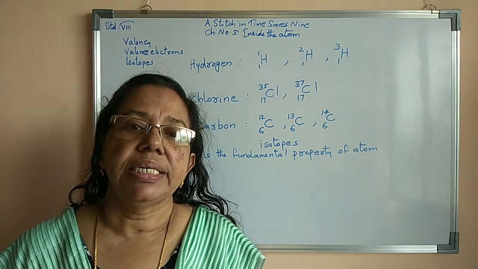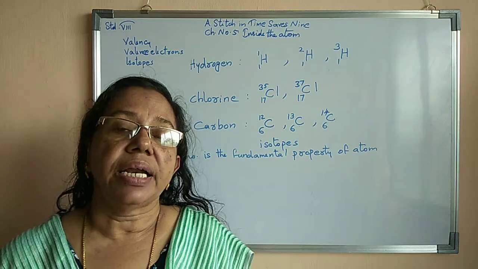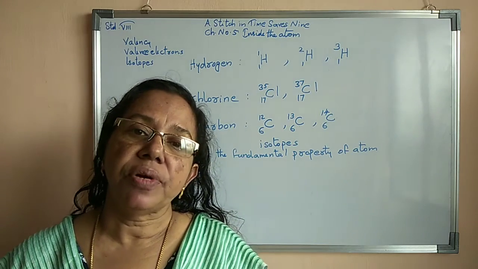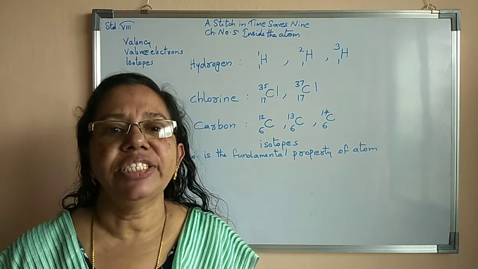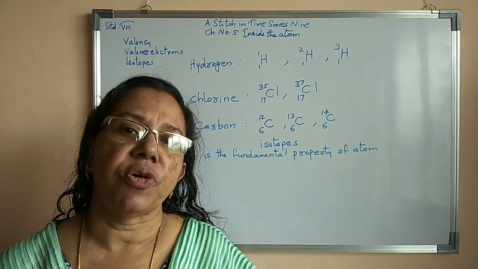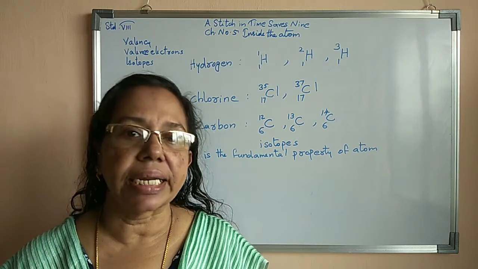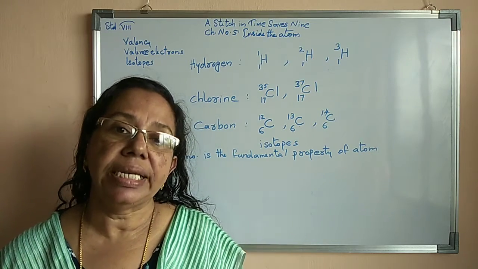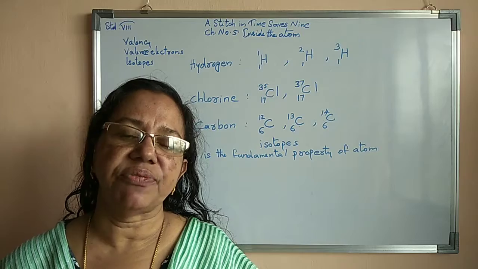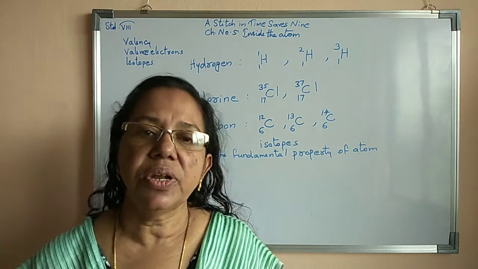Now we will study the uses of isotopes. There are different types of isotopes. Isotopes of radioactive elements we are using for various uses, like for agricultural purposes, for industries, food preservation work, then even for research, etc. So let us see that.